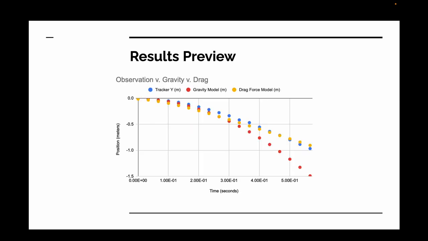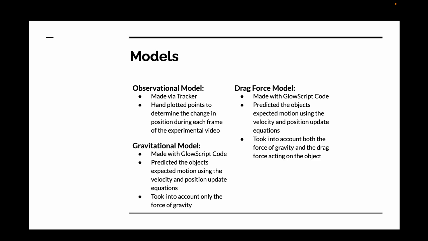Here is a preview of my results. There were 3 models made during this lab. The first was an observational model made via Tracker, which included hand-plotted points to determine the change in position during each frame of the experimental video.